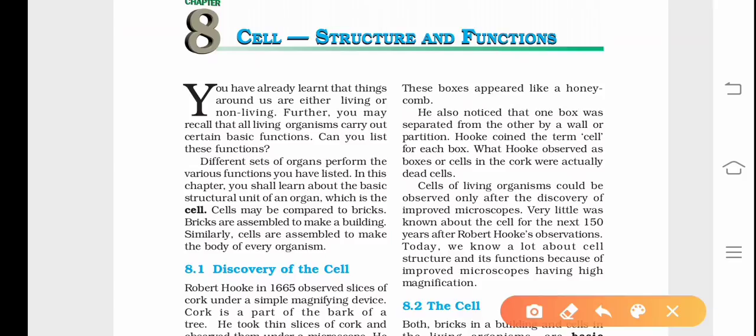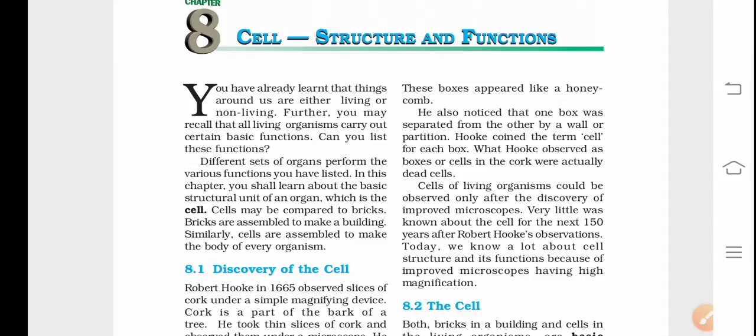Here we can see what is written. Cells may be compared to bricks. Bricks are assembled to make a building. Similarly, cells are assembled to make the body of every organism. Like the bricks are assembled and a new building is constructed, similarly, if cells are assembled, then a living body or living organism is assembled.